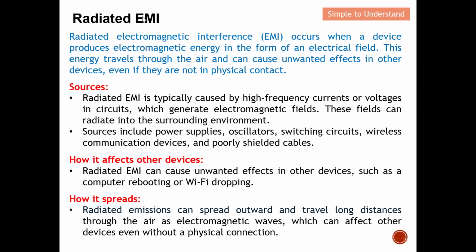Let's take a closer look at all these four different types: radiated EMI, radiated EMS, conducted EMI, and conducted EMS. Let's just focus on the radiated EMI first. Radiated electromagnetic interference occurs when a device produces electromagnetic energy in the form of an electrical field. This energy travels through the air and can cause unwanted effects in other devices, even if they are not in physical contact. Remember, keep this in mind. This is also sometimes known as radiated emission.